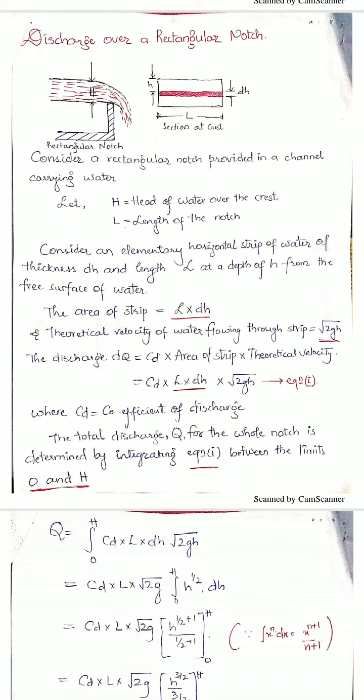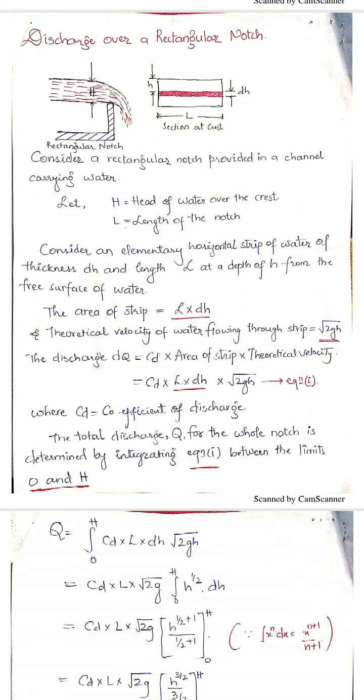Okay, and the theoretical velocity of water flowing through the strip, we already know from the pitot tube, is V equals square root of 2gh. So what does the discharge become? Now the discharge equation becomes the coefficient of discharge into area of strip into velocity, so that we get the actual discharge. CD is the coefficient of discharge, the area is L into dh, and the velocity is square root of 2gh.